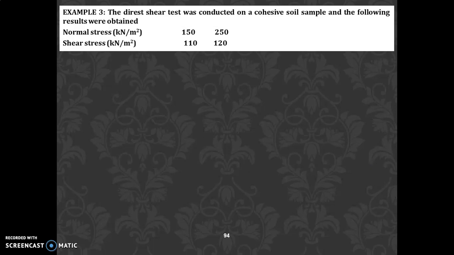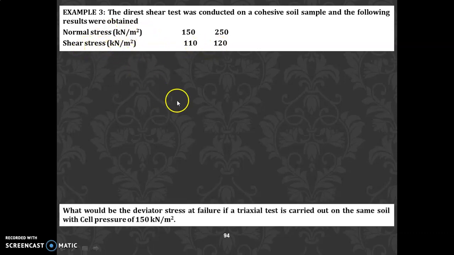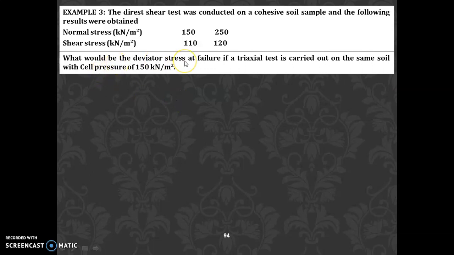The direct shear test was conducted on a cohesive soil sample and the following results were obtained. Normal stress is given as 150 and 250 kilonewton per meter square, and shear stress 110 and 120 kilonewton per meter square. What would be the deviator stress at failure if a triaxial test is carried out on the same soil with the cell pressure of 150 kilonewton per meter square?